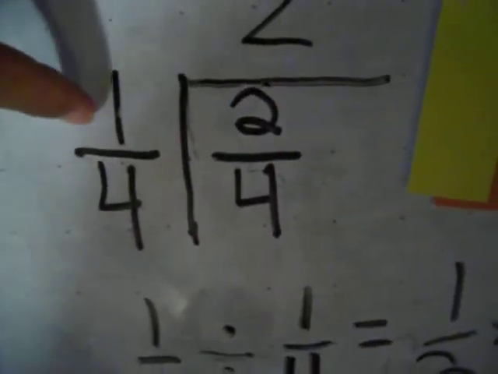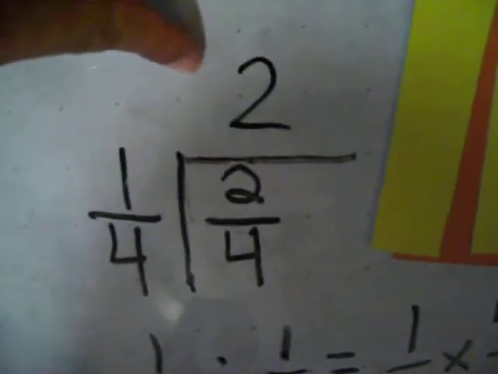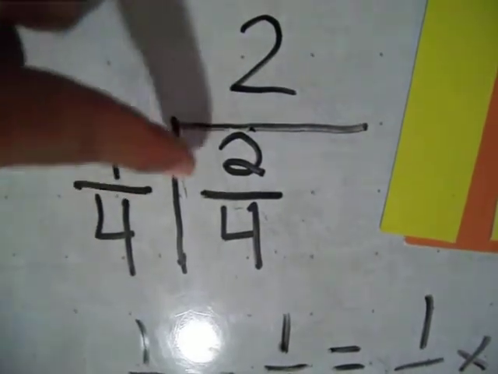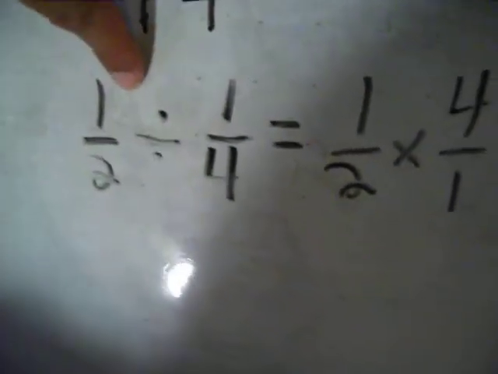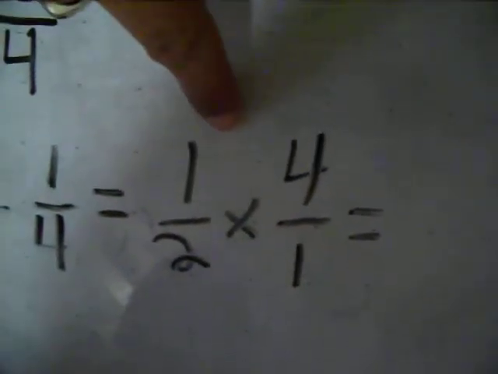So if I have 2 quarters, well obviously 1 quarter is contained in 2 quarters 2 times, right? We made them the same, now we don't care about the denominators, we care about the numerators, we care how many of these are contained in this one. And the answer was of course 2. Now when I do this, she remembered the rule that you just invert and multiply. 1/2 divided by a quarter is the same thing as 1/2 times 4 over 1.